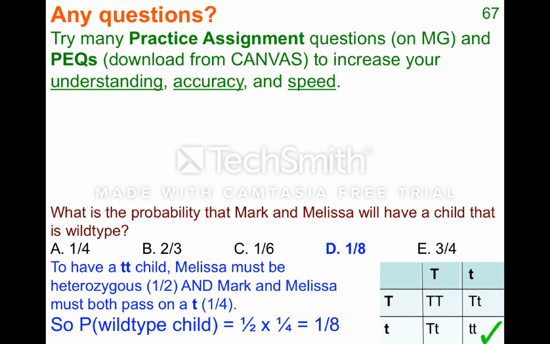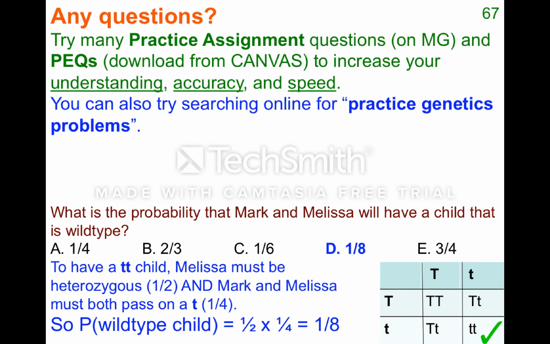Generally speaking, you want to do lots of practice because not only do you want to get good at finding the right answer, you want to be able to do it quickly and accurately as well. Okay, and that takes practice. All right. If you run out of questions, you can always find them online as well. For example, for these types of questions, just look up practice genetics problems or Mendel practice problems or something like that online, and you'll get lots and lots of extra problems.